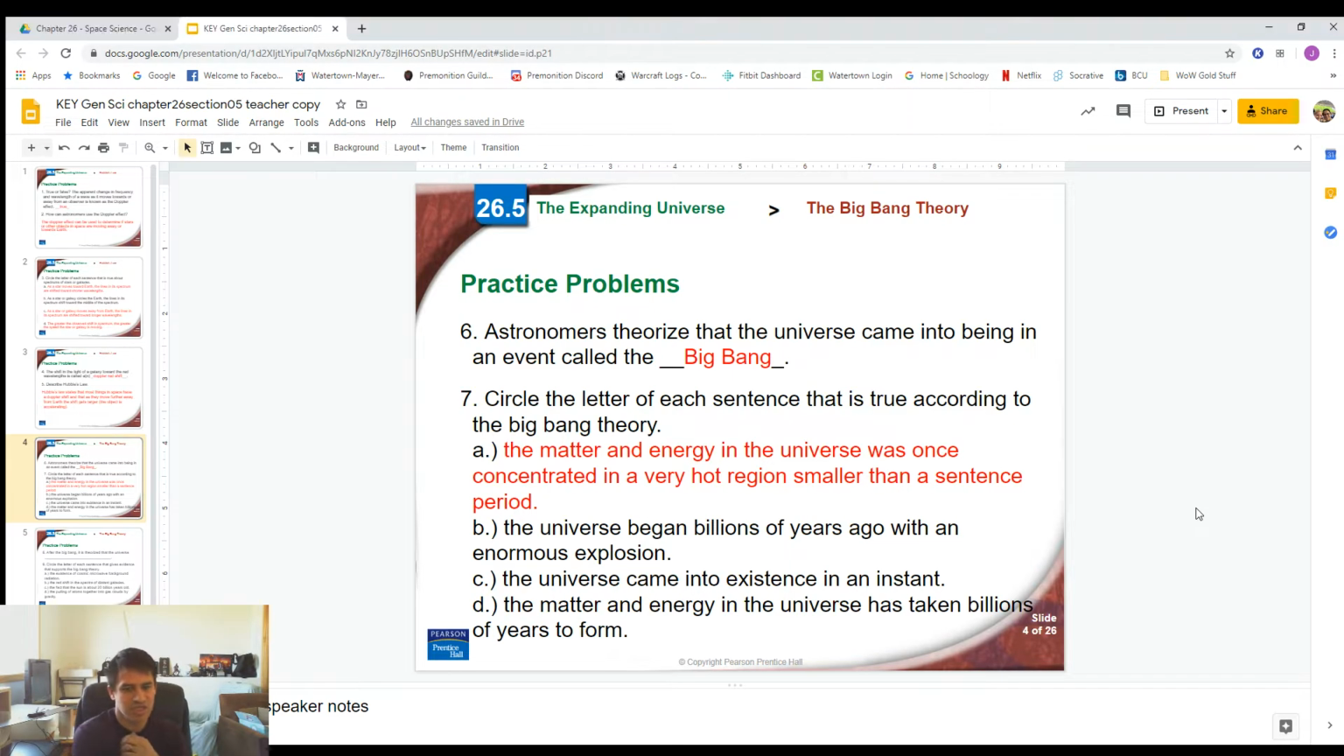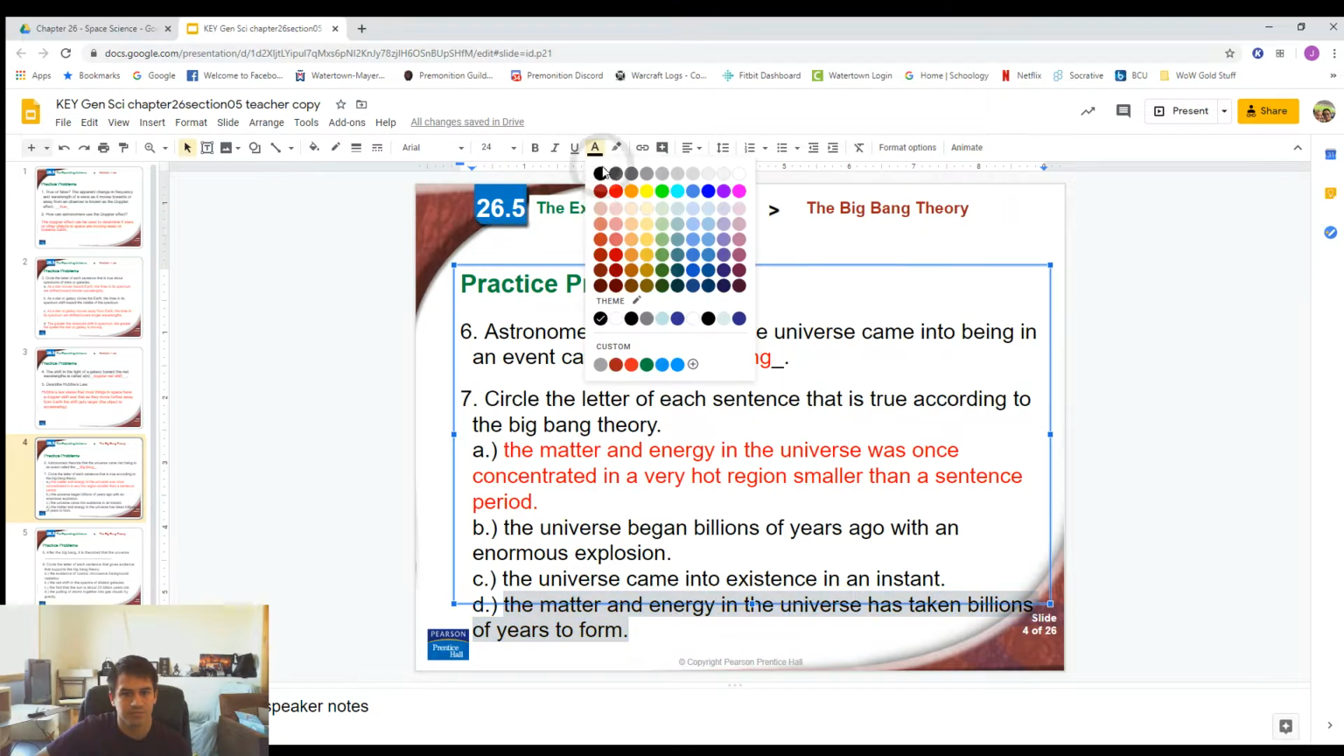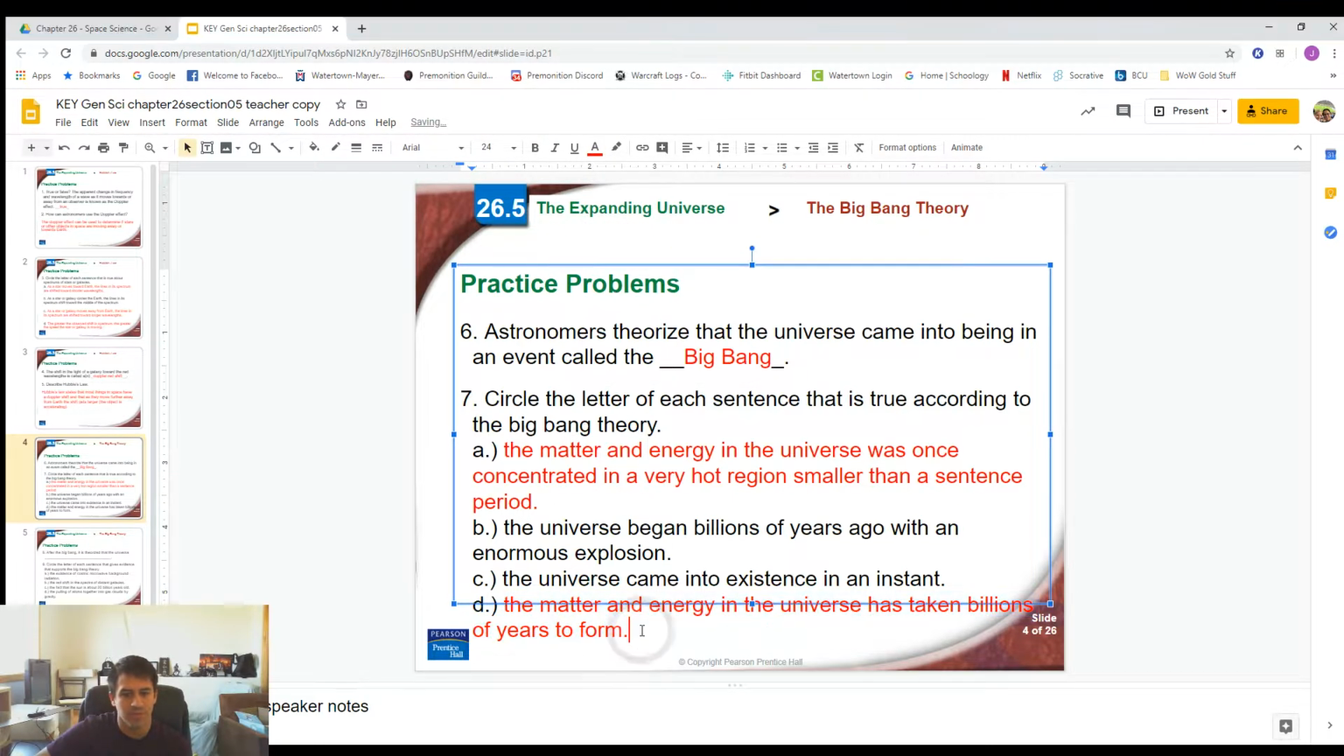And then D, the matter and energy in the universe has taken billions of years to form. That is true. That is also true. It took a long time for matter and stuff to form and to make planets and stuff. I guess looking at letter C, we can maybe say that this one is true as well.